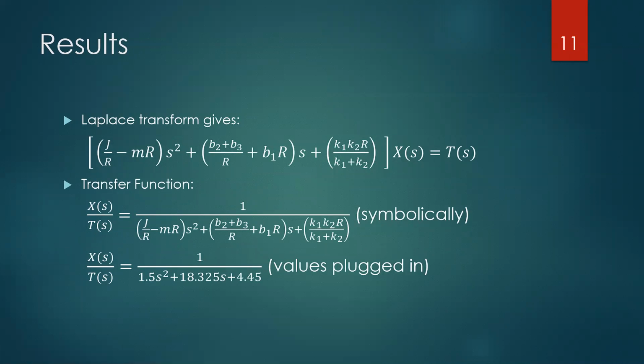Using Laplace transform, assuming 0 initial condition, I was able to obtain this equation, which is J over r minus m r s squared. And then using the transfer function with X(s) as the output and T(s) as the input, I was able to obtain this equation, which is 1 over J over r minus m r s squared. And then with the values plugged in, I was able to get 1 over 1.5s squared plus 18.325s plus 4.45.